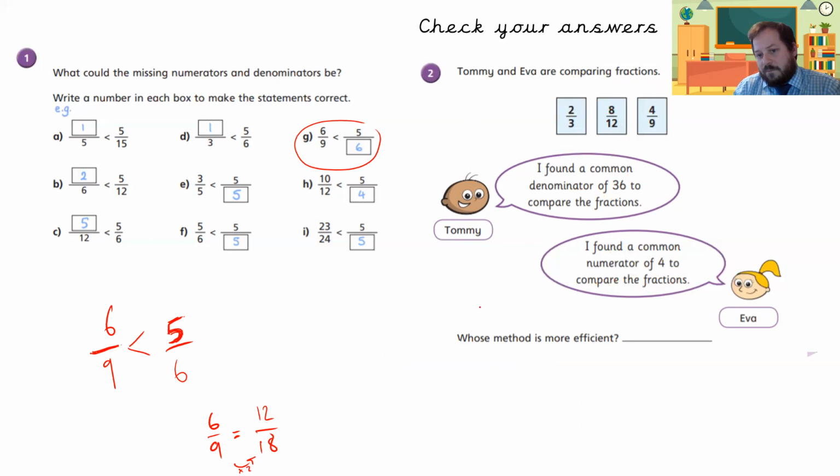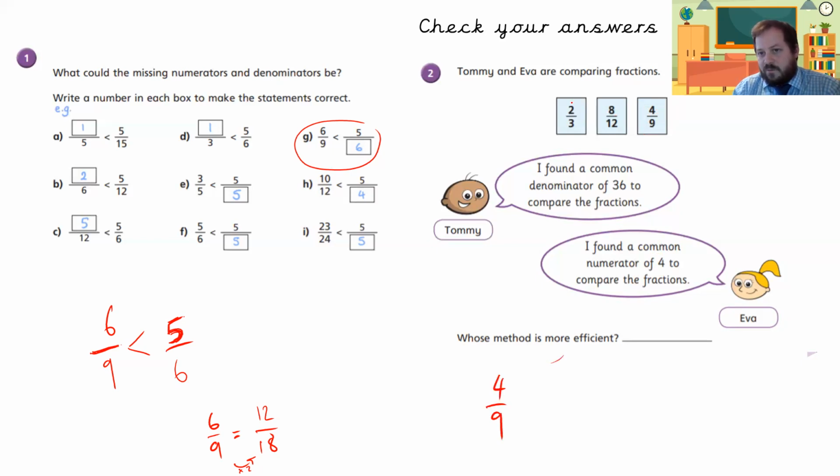The question is whose method is more efficient. This one here requires more maths work. It's easier to think about, but it requires more maths work because you have to times each of these fractions and find equivalent fractions for all of them. Whereas finding a common numerator of 4 is quicker because one of them already has it. And then you can just compare across it. So she could keep the 4/9 as one of them.